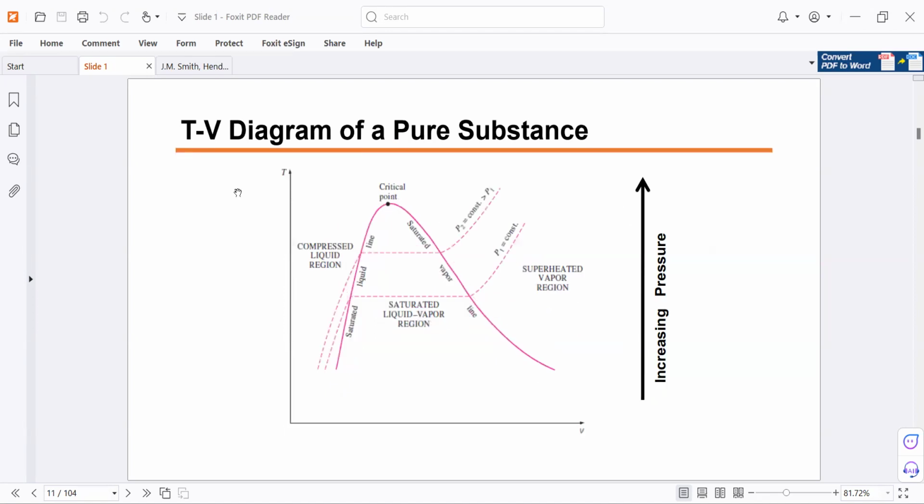So we have another diagram, the TV diagram. We did not discuss this in detail, but here we have temperature and volume. In a TV diagram, pressure can be represented by isotherms right here. As we move from the bottom towards the top, that would represent increasing pressure. So please remember that.